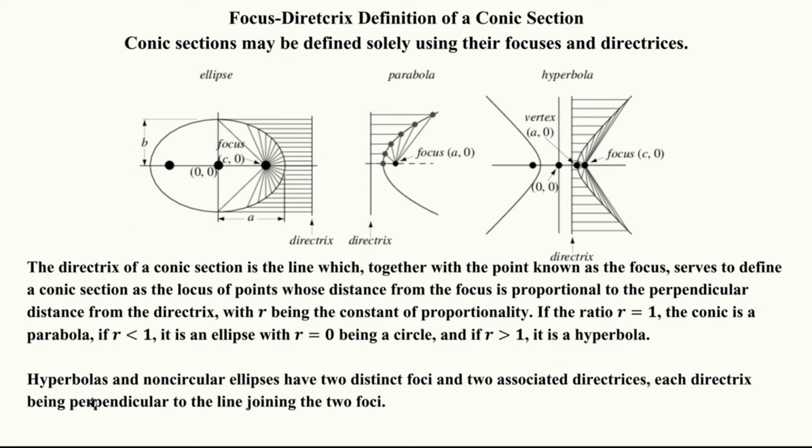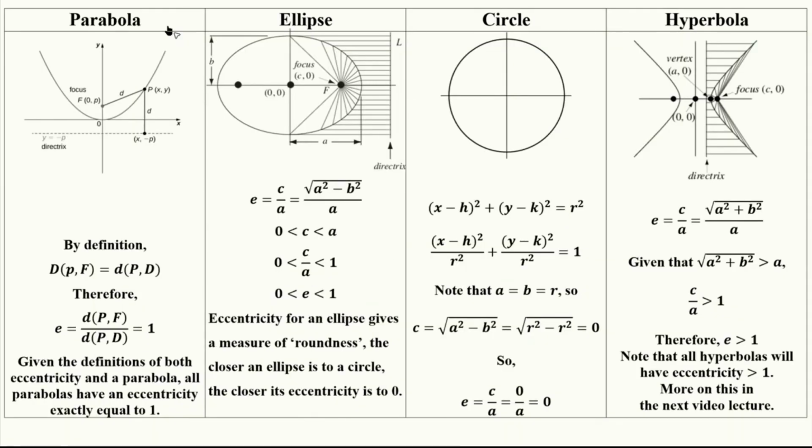Now, as we mentioned, hyperbolas and non-circular ellipses are going to have 2 distinct foci and therefore 2 associated directrices, each directrix being perpendicular to the line joining the 2 foci of the figure. Okay, we can actually calculate the eccentricity for each of these conics based on what we just discussed.